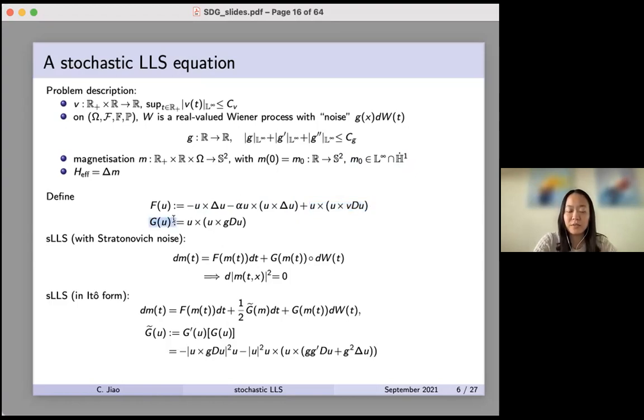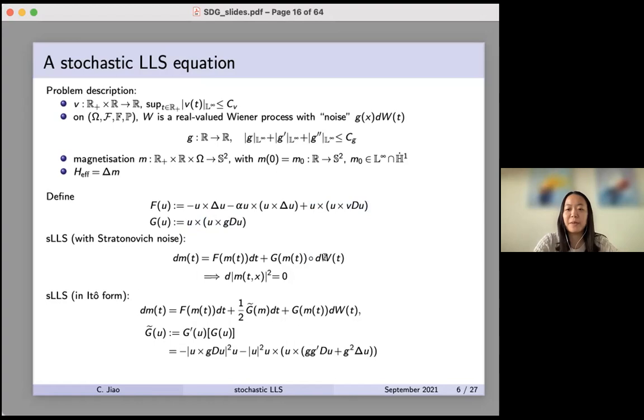Similarly, we define the diffusion term, capital G, which comes from the noise in the current, so it's in a similar form to the transport term. Then we write down the stochastic LLS equation with Stratonovich noise, so the small circle here. The reason for choosing the Stratonovich integral instead of Ito is that this choice preserves the magnitude 1 of the magnetization vector.